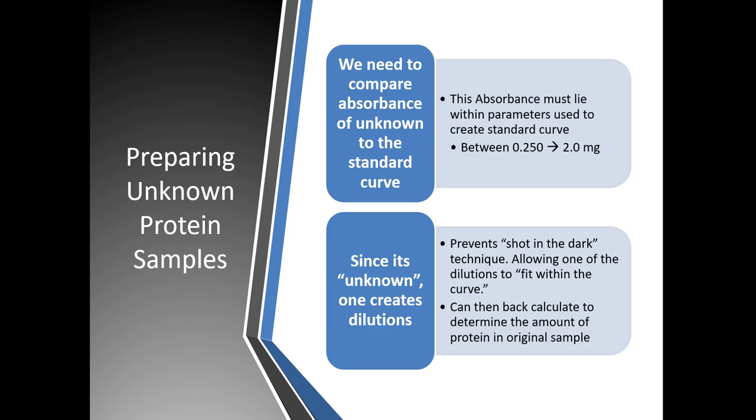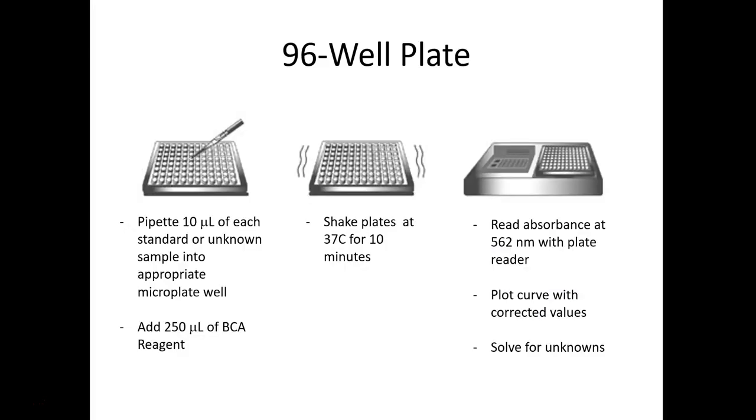So to take into account that some of your cultures may be giving you more than the 2 milligrams per milliliter concentration, we create a set of dilutions with our unknowns as well, so that we prevent a shot-in-the-dark technique where we would need to redo the entire experiment again. And then we can back calculate to determine the amount of protein in the original sample if we had to use one of the dilutions.